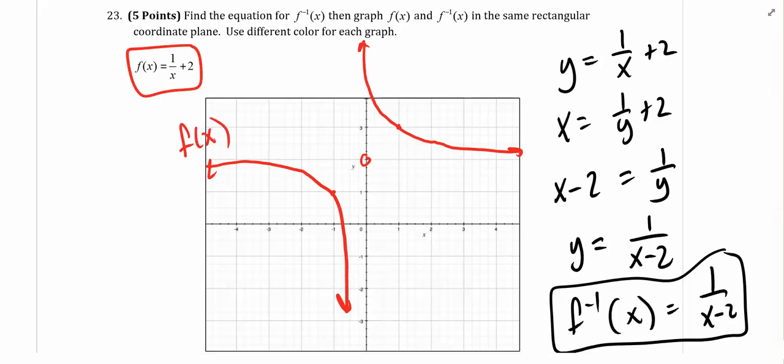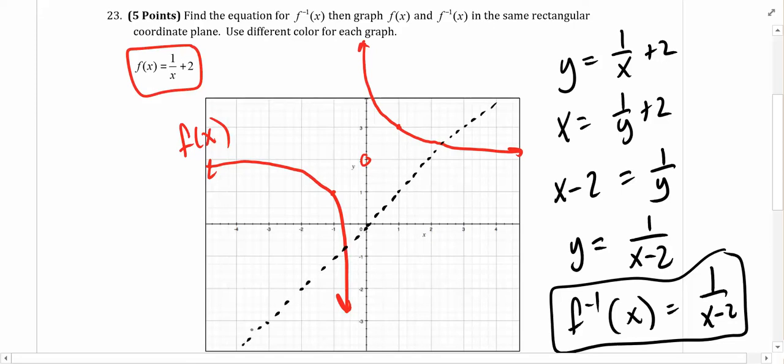Now, I'm also going to put in the line y equals x, because this is going to tell me how to reflect the graph. Remember, any graph and its inverse are reflected over that line. So I ask myself, okay, the center is at 0, 2, so the center of my other one is going to be at 2, 0.